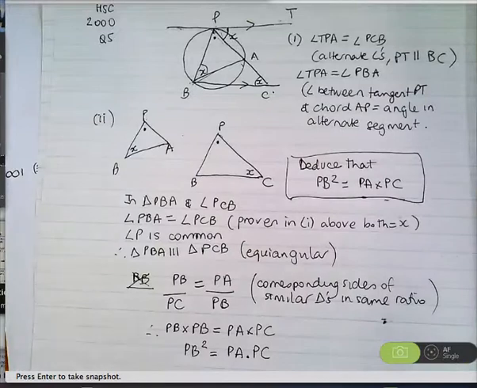That's 2000 HSC question 5. I want you now to pause the video and attempt 1998 HSC question 4. It's on the very last page of your booklet, and then after that we're going to do 1999 HSC question 3. I like these two because they're the tests for cyclic quadrilaterals, or one of them is anyway.